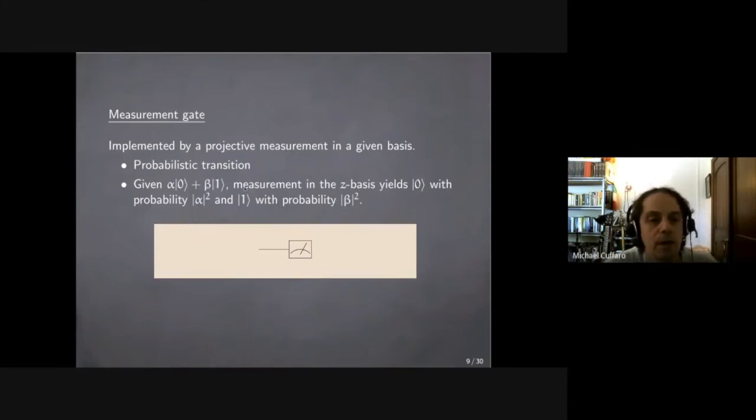And so, as we saw this morning, given a qubit that's in this superposition state, if you send it through this measurement gate, which we'll see with Z basis, then it's going to yield 0 with probability given by the mod square of alpha, and 1 with probability given by the mod square of beta.